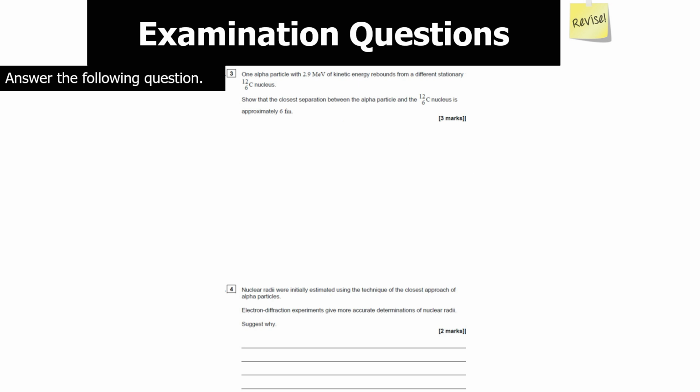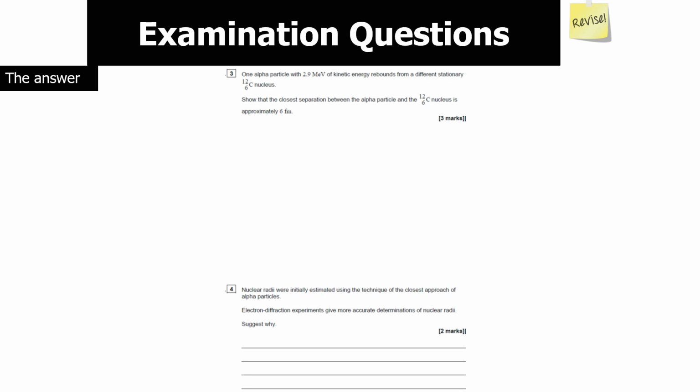The next question says, an alpha particle with 2.9 MeV of kinetic energy rebounds from a different stationary carbon-12 nucleus. Show that the closest separation between the alpha particle and the carbon-12 nucleus is approximately 6 femtometers. Then, nuclear radii were initially estimated using the technique of closest approach of alpha particles. Electron diffraction experiments give a more accurate determination of nuclear radii. Suggest why. So pause the video now, then unpause the video when you want to go through your answer. Right, so how do you answer this particular question?